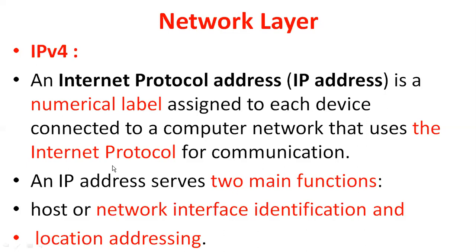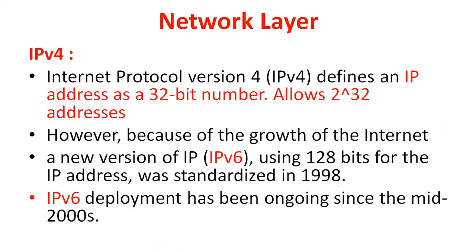An IP address serves two main functions. One is network interface identification. The other is location addressing, used to connect to a computer network that uses the Internet Protocol for communication. The IP address is a 32-bit number. IP version 4 defines an IP address as a 32-bit number, which allows 2 power 32 addresses.